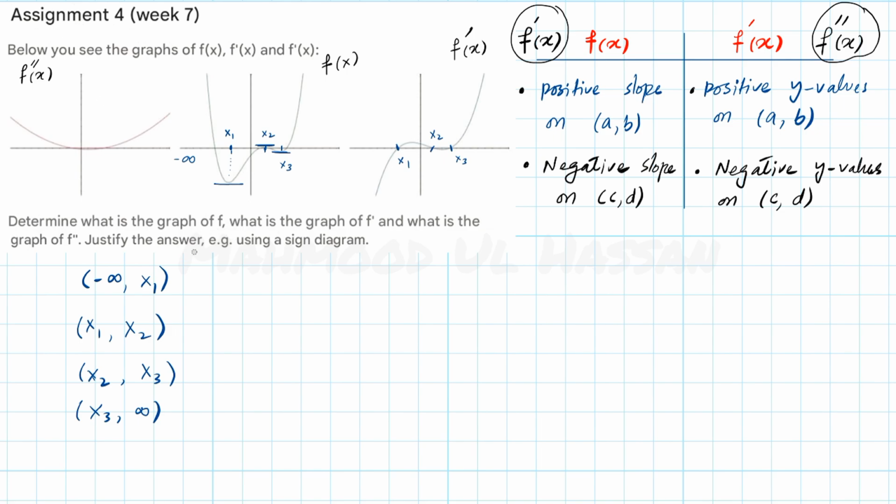Okay, now you can see that we are looking at the values of the slope of the function. So from negative infinity to x1, what's the slope of the graph? You can see that the slope is negative. So we can say that from negative infinity to x1, the slope of the graph is negative.